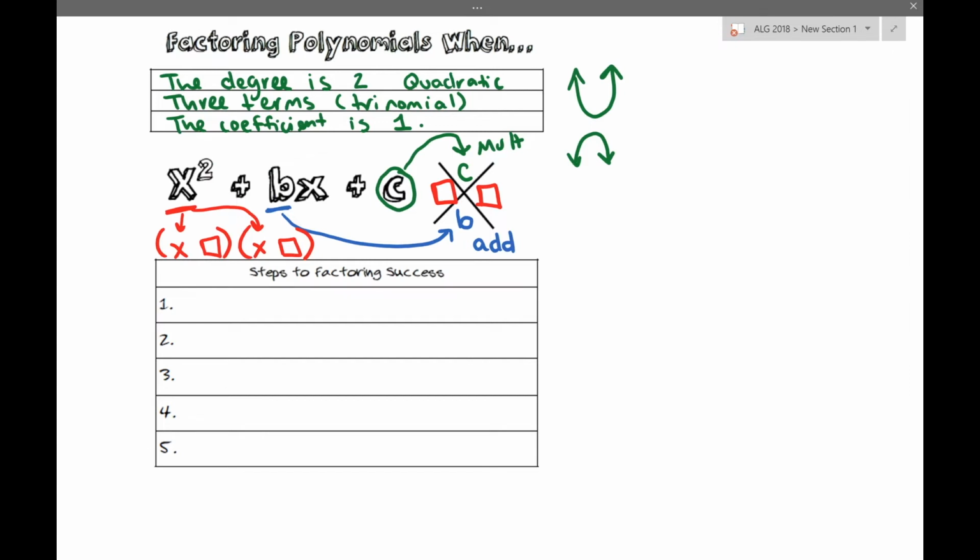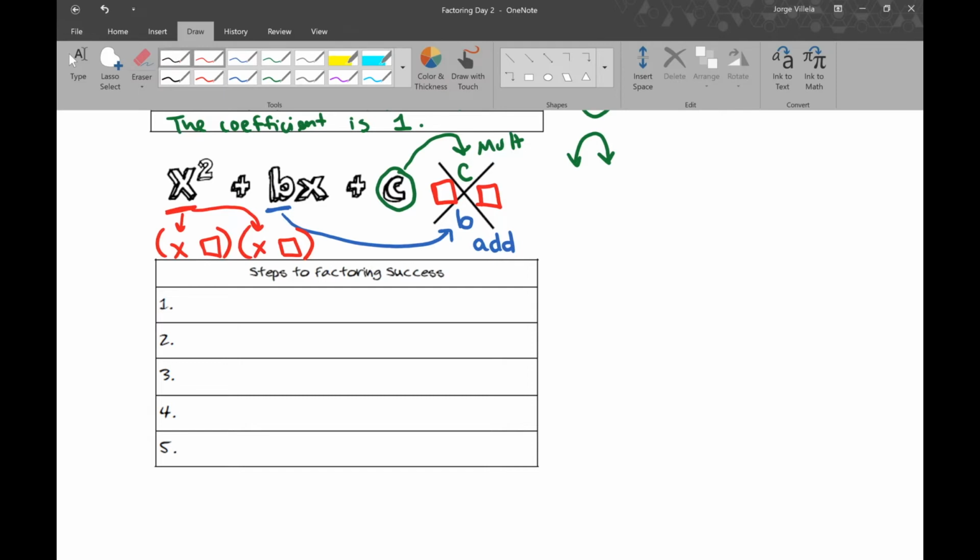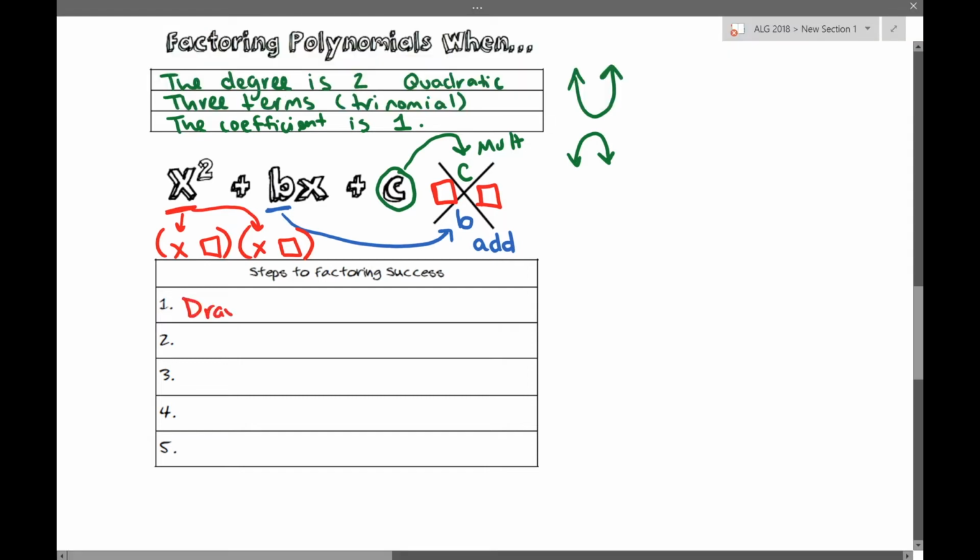So these are the steps to follow. The first thing we're going to do is draw parentheses and fill in the variable. Remember, we're going to draw our parentheses, and whatever variable is first, you're going to place that first in both parentheses. So that's the first easy step, not difficult.